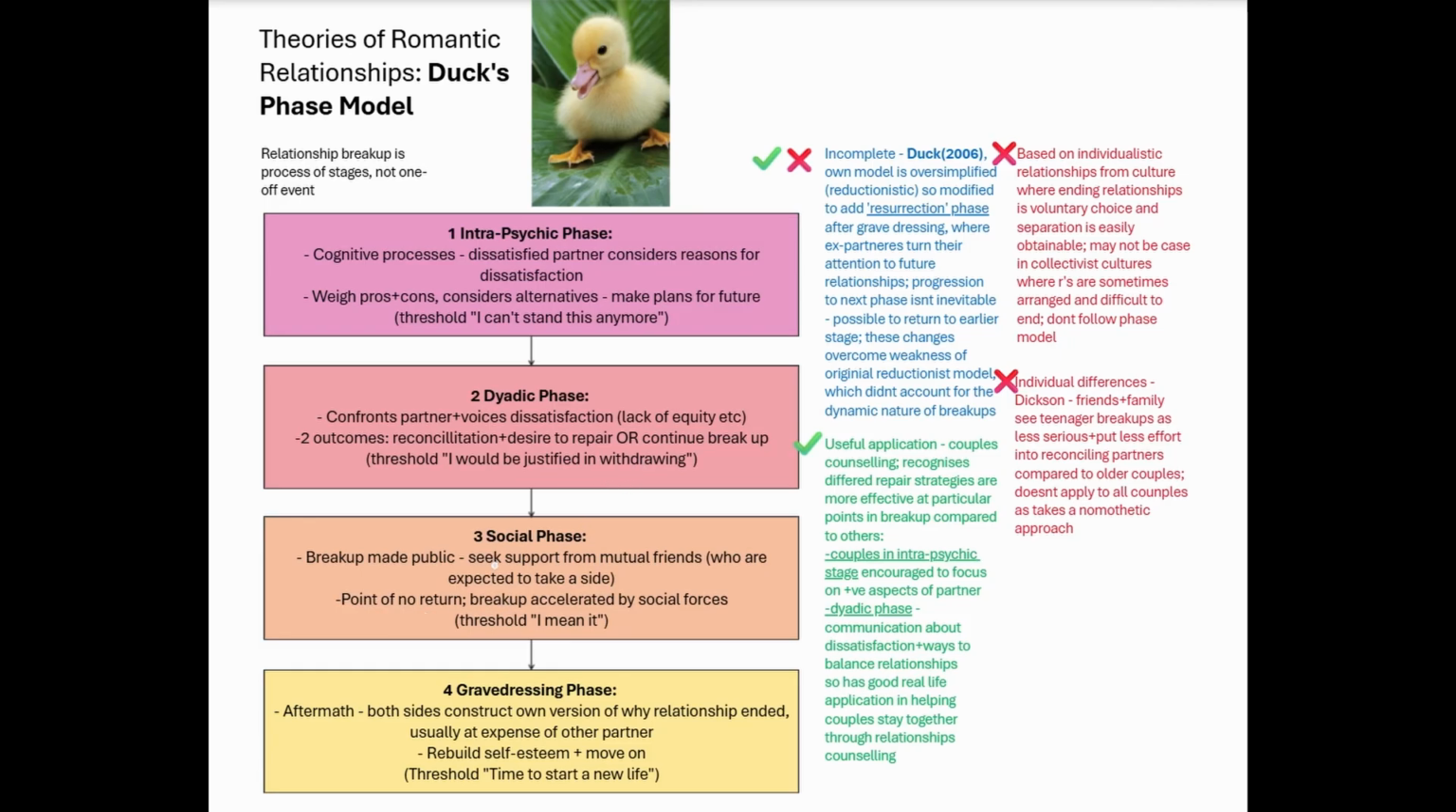Okay, number 3 is the social phase. This is when you make your breakup public and you tell everyone in your mutual circle of friends, and they are expected to take a side. This is the point of no return, because the breakup is accelerated by social forces. For example, you wouldn't want to return to a relationship after telling everybody that you're not going to return to that relationship. The threshold is, I mean it.